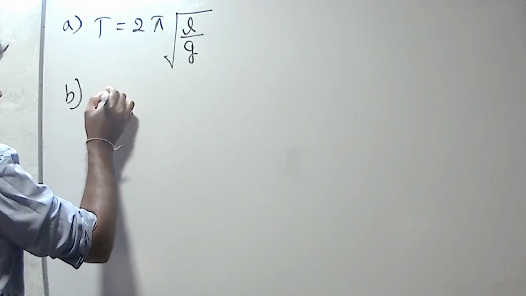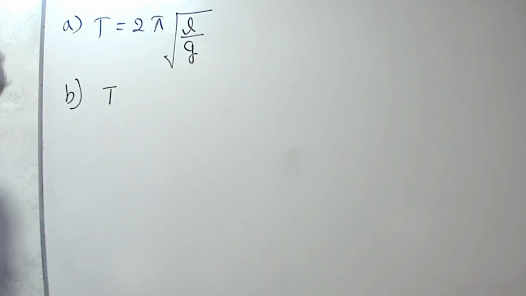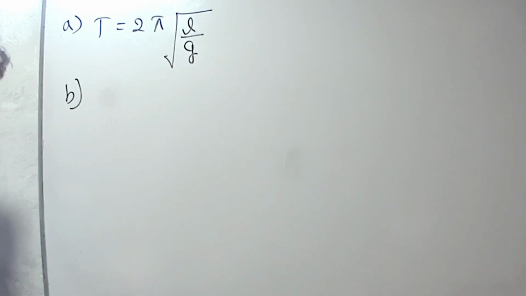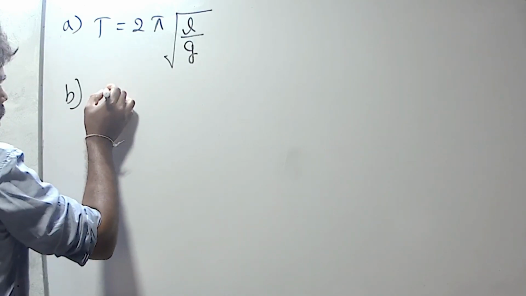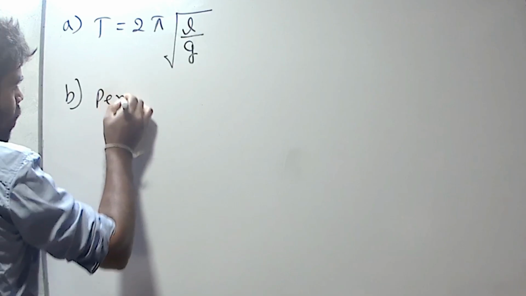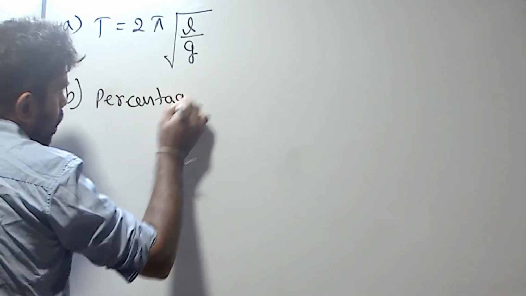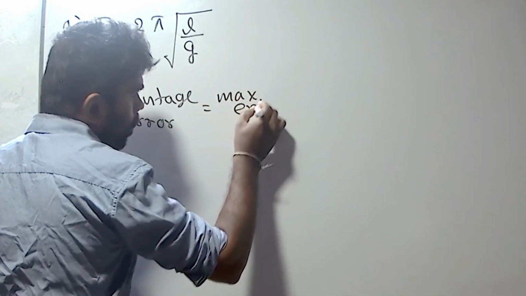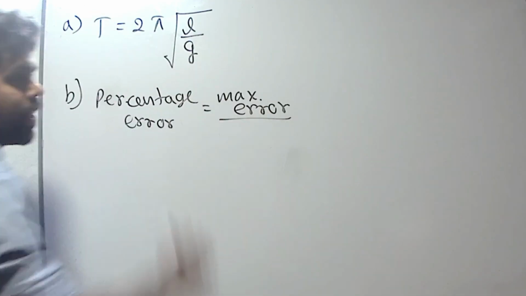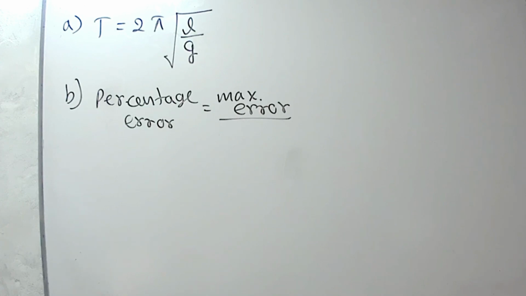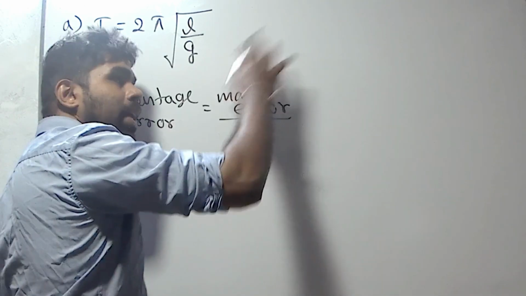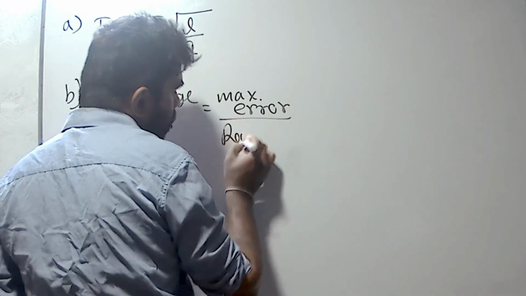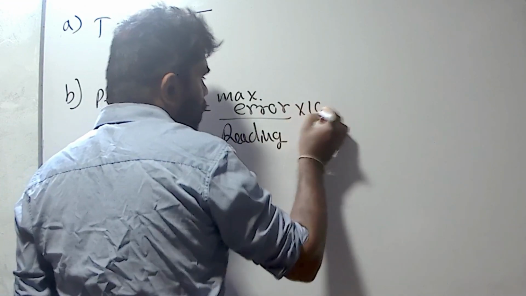Percentage error means the maximum error of the instrument. I will write the equation. Percentage error equals maximum error, or we can consider it equal to the least count of the instrument. For an instrument, maximum error equals the least count of the instrument. Maximum error divided by reading, multiplied by 100%.